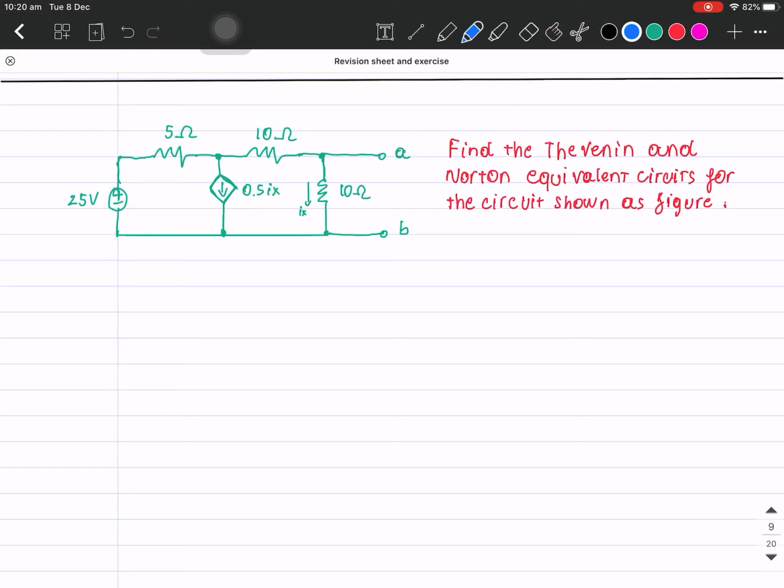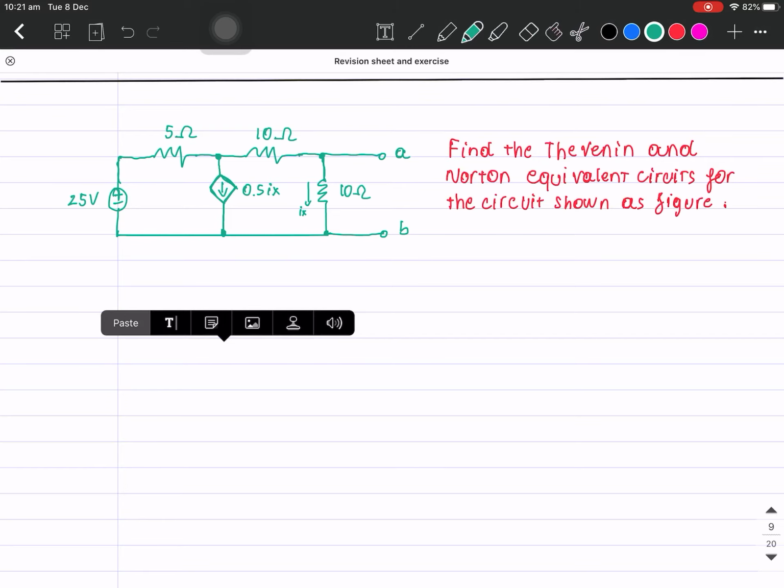Alright, so now we're gonna look at how to find the Thevenin and Norton equivalent of this circuit. You guys all see that you have a dependent source right over here. Is this not an independent source? So we can't find RTH, the Thevenin resistance, by using the special case, which is we have to find the open circuit voltage and the short circuit current. Okay, so let's do it.